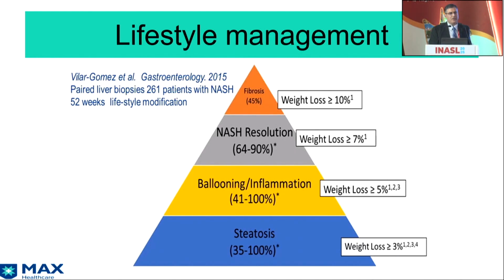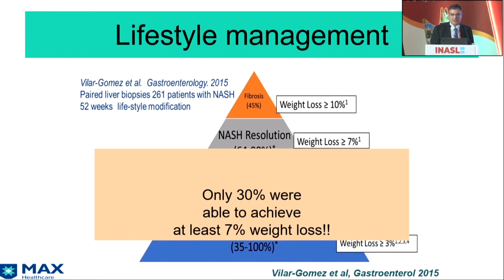pyramid: as the weight loss increases, so does the histological improvement, including fibrosis, at least with 10% weight loss. But unfortunately, only 30% are able to achieve at least 7% weight loss. So that is why we need to do something more than lifestyle intervention, or be very aggressive about lifestyle intervention, like Dr. Anirvan said. Yeah.